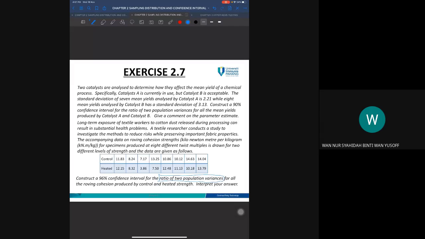The ratio of two population variances for all the roving coefficient produced by control and heated strength. What is the variable here? The ratio of the population variance for the roving coefficient. So that's your variable. The data here is about the roving coefficient.